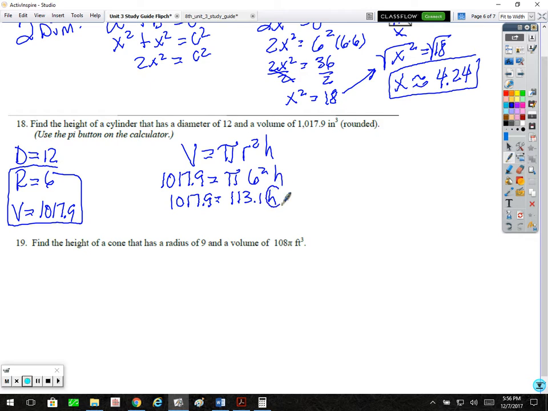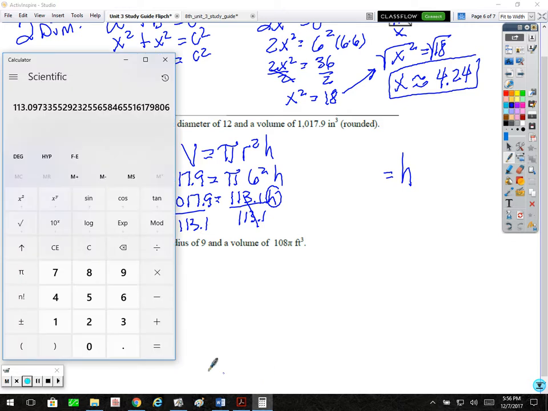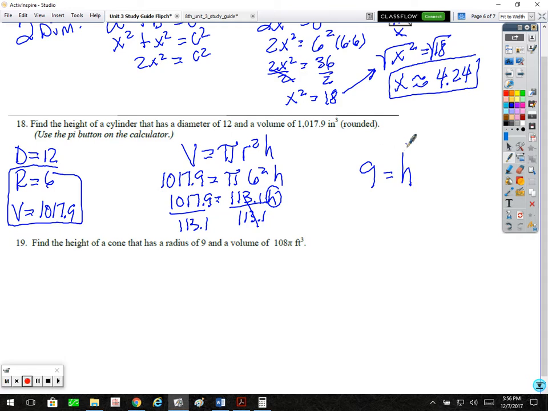Well, I'm trying to solve for h, so I'm going to divide both sides by whatever is not circled, 113.1. This is going to cancel. It's going to leave me with height. Now take this number, put it in your calculator. 1017.9 divided by 113.1 gives me a height of 9. It doesn't say what height, so just 9 units. Okay, so it's just manipulating those numbers.